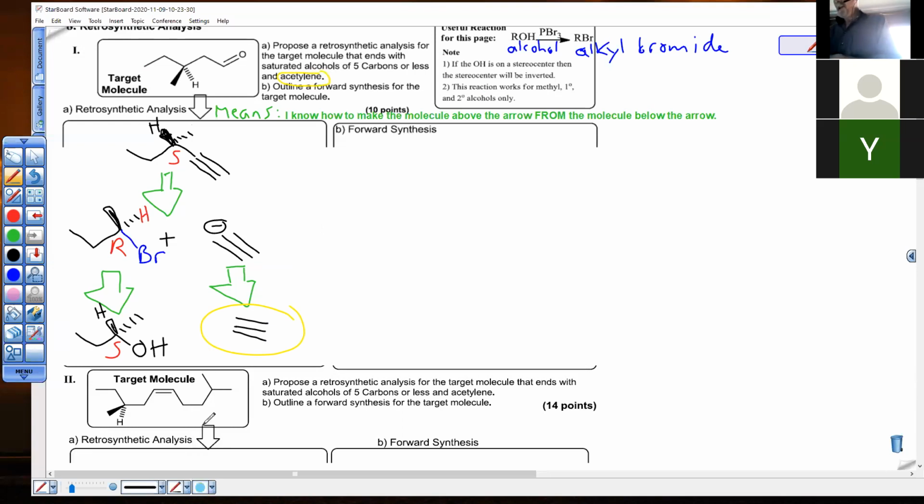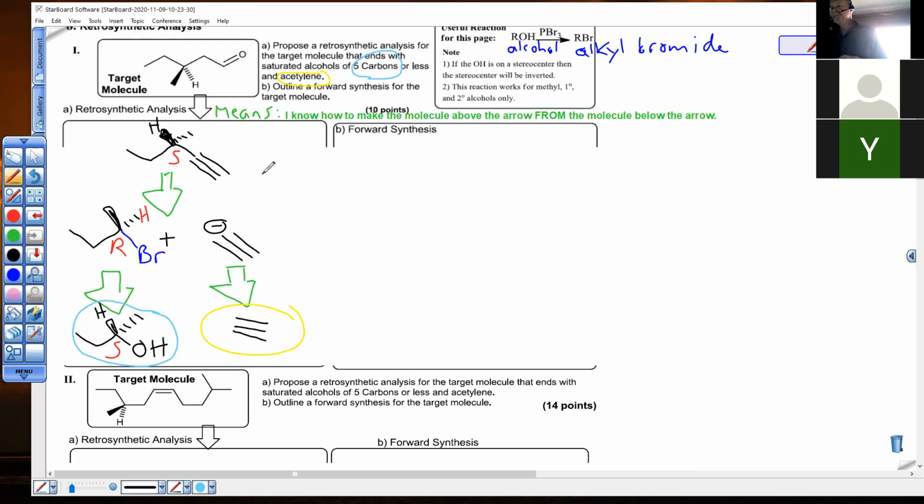You're also allowed to end with alcohols, saturated acyclic alcohols, or just saturated alcohol, sorry. That means there's no pi bonds of 5 carbons or less. Look at this, 1, 2, 3, 4 carbons. That's 5 or less. It's not a good circle though. So far, so good.